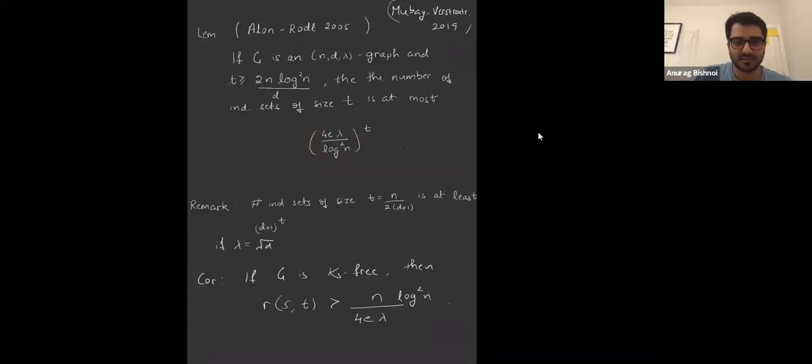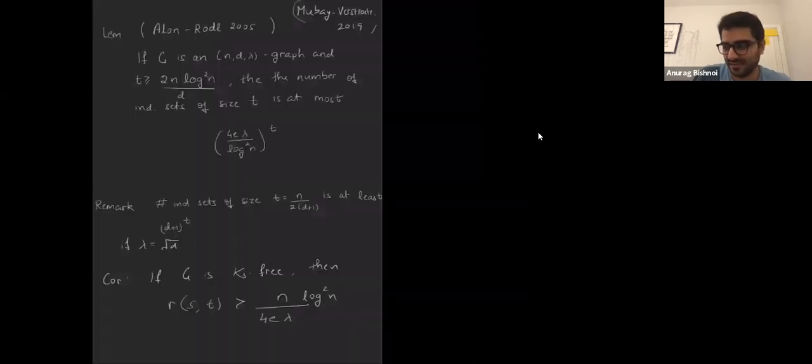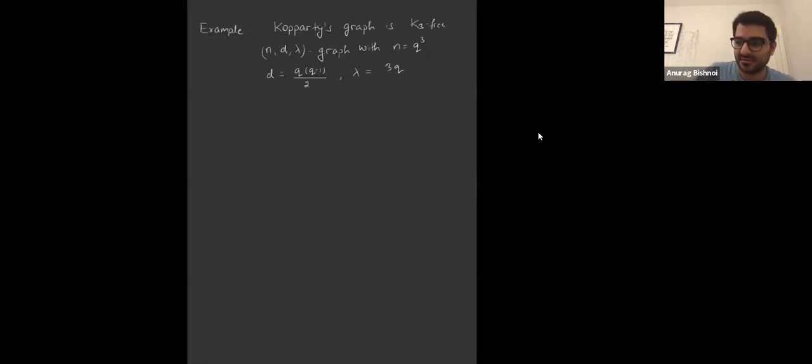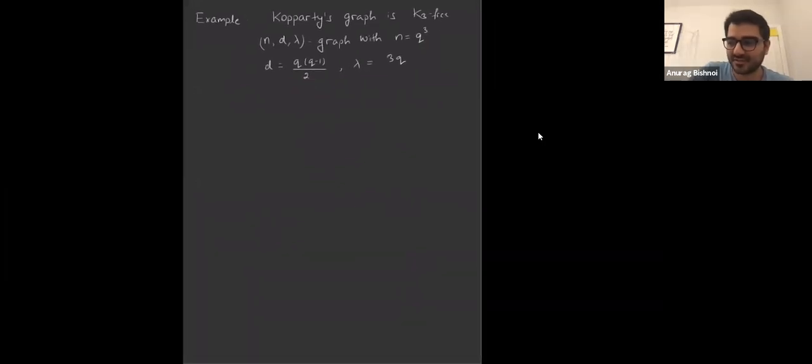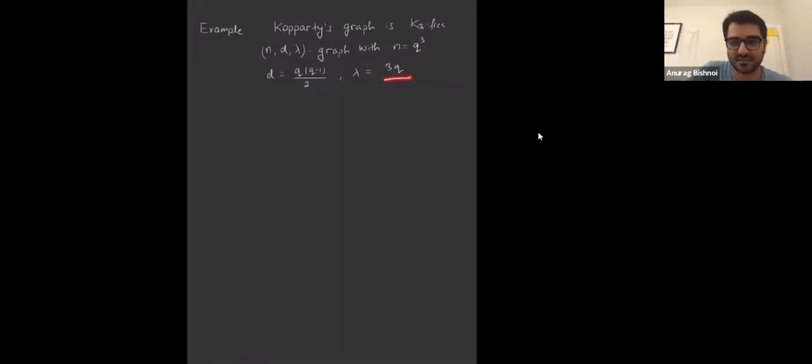Let's see what it tells you in the case of the only K3-free (n, d, lambda) graph we saw. In that case, we have these values. n is q cubed, d is around this thing, which I hope is correct. It's basically q squared. I hope this is exactly correct, but if not, don't worry. d is like q squared, n is q cubed, and lambda is the square root of d. It behaves like the square root of d, so it's q. And in this case, let's just compute these things.